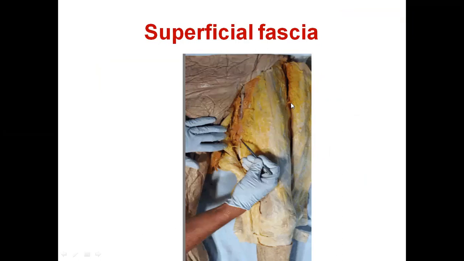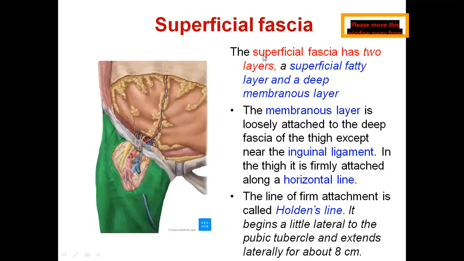Now, as you go deeper, if you scrape off this fat, you find a whitish shiny layer, which is the deep fascia. So, just below the skin, we have superficial fascia and also deep fascia. Now I have shown this picture just to make you understand. This is the anterior superior iliac spine, which we have seen with the hip bone. This is the pubic symphysis region, extending from the anterior superior iliac spine to the pubic symphysis.